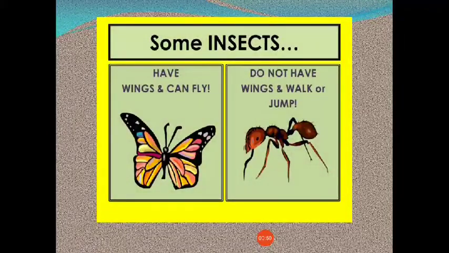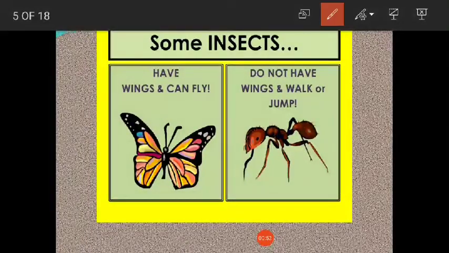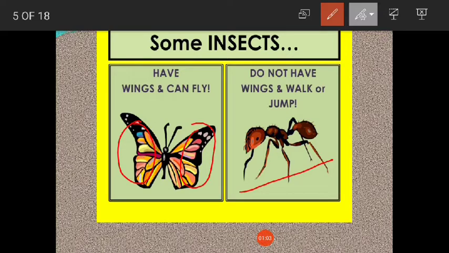Some of the insects have wings. They can fly. Just see this. These are the wings of a butterfly. And some of them do not have wings, like ants. So they can walk and jump.